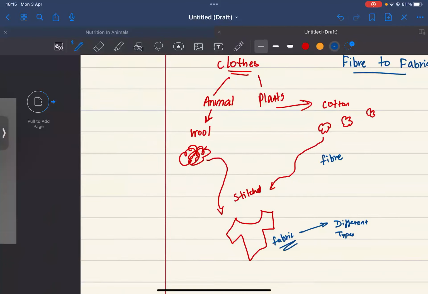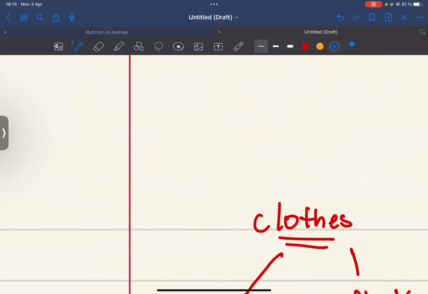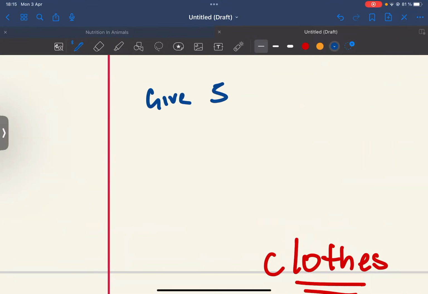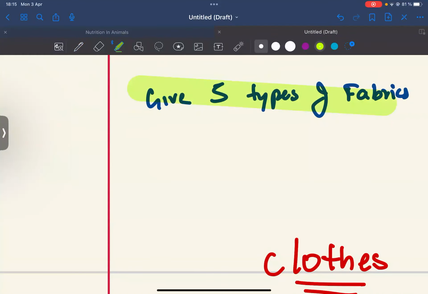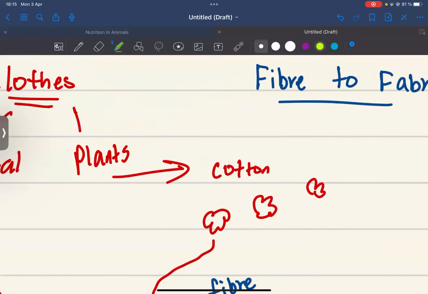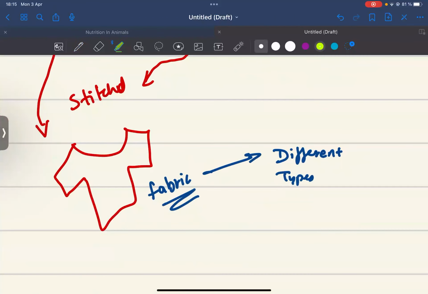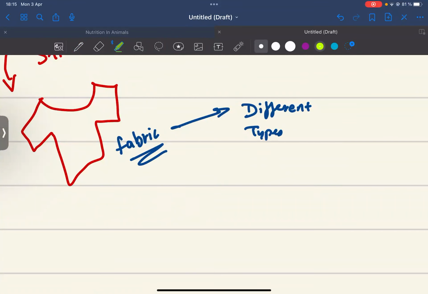So I want you all to find just 5 types of fabrics. All right. So there are different types of fabrics. I want you all to give me types of fabrics that are not mentioned in class. Okay. I don't want the same thing in the homework also.